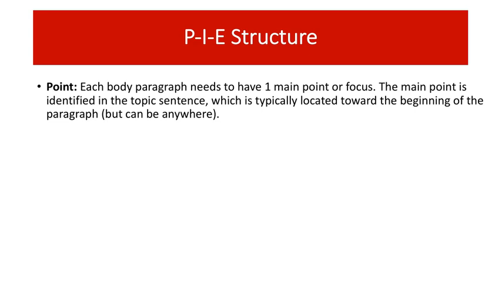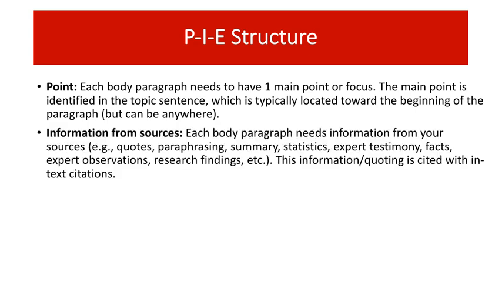It's at the beginning of the paragraph usually because it signals to the reader, this is what's coming, this is what I'm trying to show you, so that when you get information from sources, it makes sense. The readers know what to do with it. So the P comes first, and then you have I, information from sources. And this is the information that you're going to bring in to your essay by quoting, paraphrasing, or summarizing.